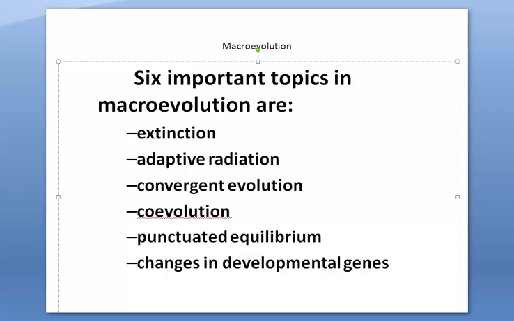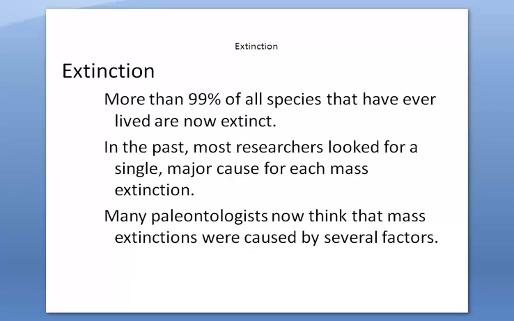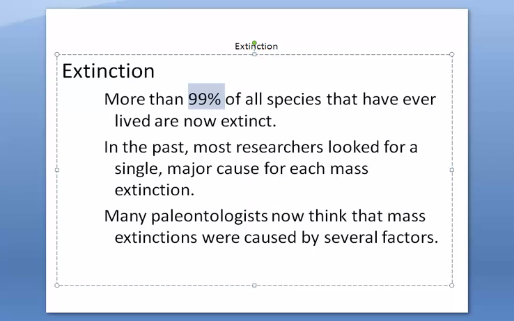So first thing we're going to look at is how in the heck does extinction play a role in evolution, because you'd think it'd almost be the opposite. In extinction, more than 99% of all species that have ever lived are now extinct. That's a pretty incredible number, that more than 99% of all species that have ever walked the earth are now extinct today.